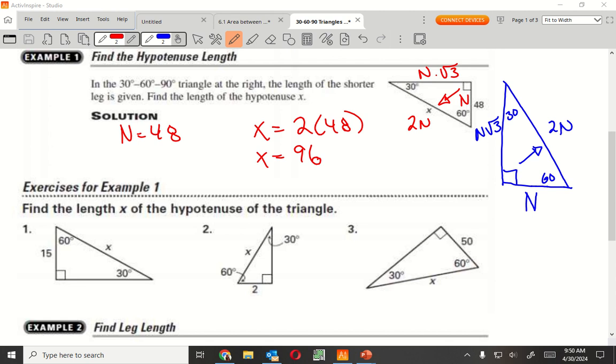So staring at this, you should be doing these that we just went over. Okay, but we're also doing this. Are you doing your notes? I just asked you to do it. Do that first problem.